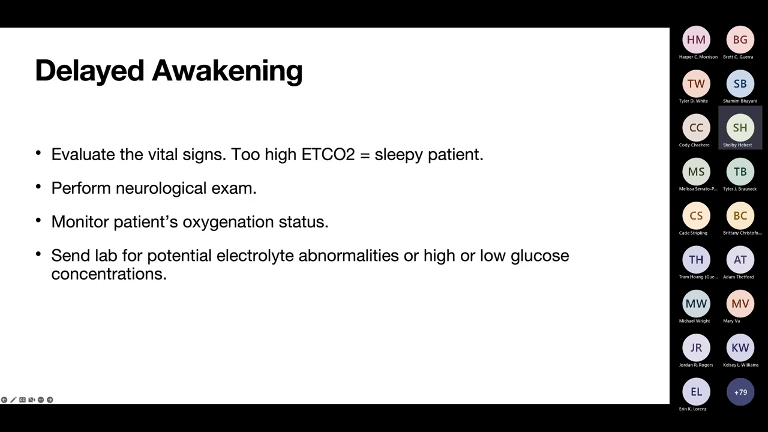So when you start looking at delayed awakening, which may or may not be associated with delirium, take a look at the patient's vital signs. One thing we don't do consistently is have bedside end-tidal CO2 in the recovery room. But patients that have CO2s that are too high are obviously going to be sleepy. I think the max value of CO2 is like 70 or something. So it's not real hard for patients to get to the point of being sedated from just being hypercapnic.